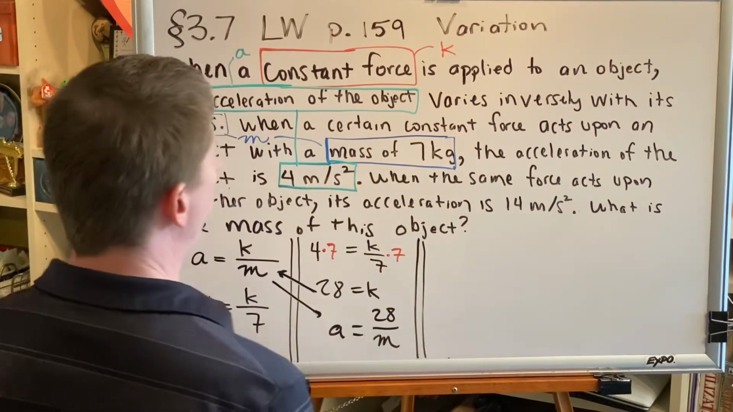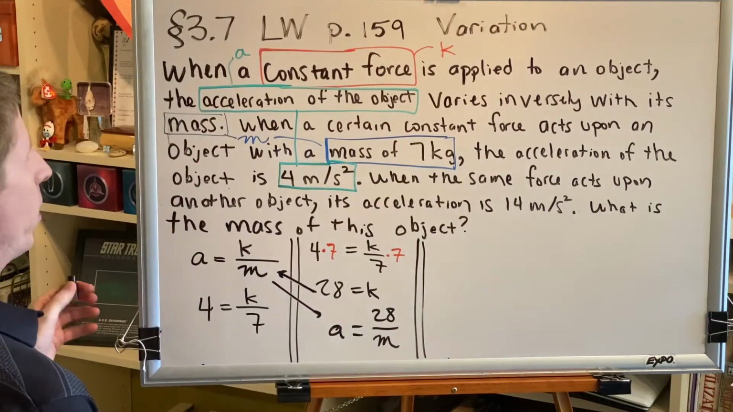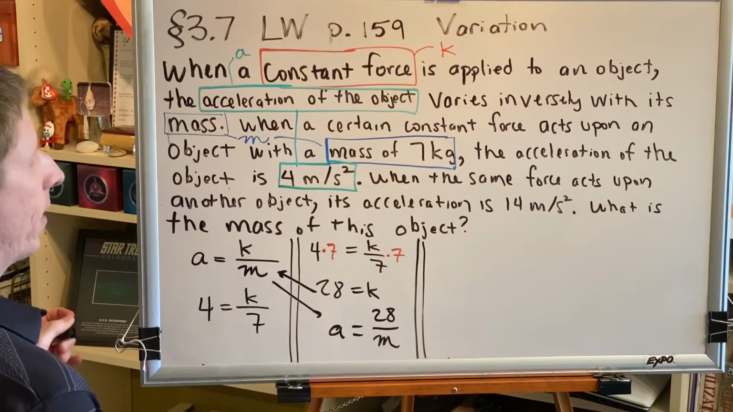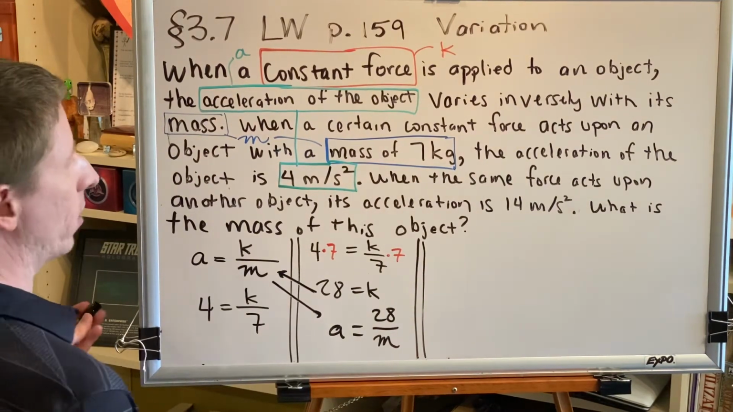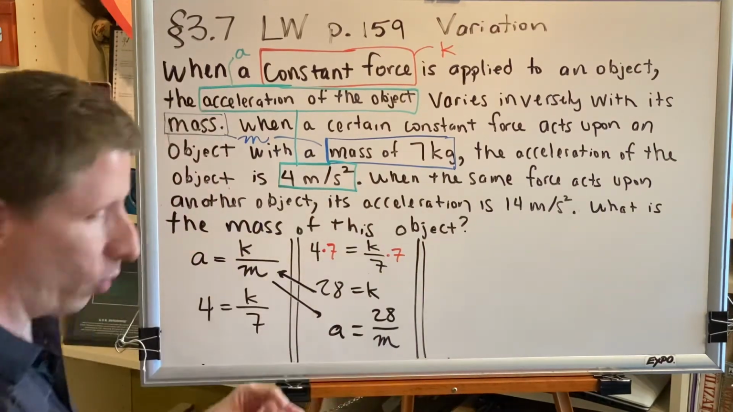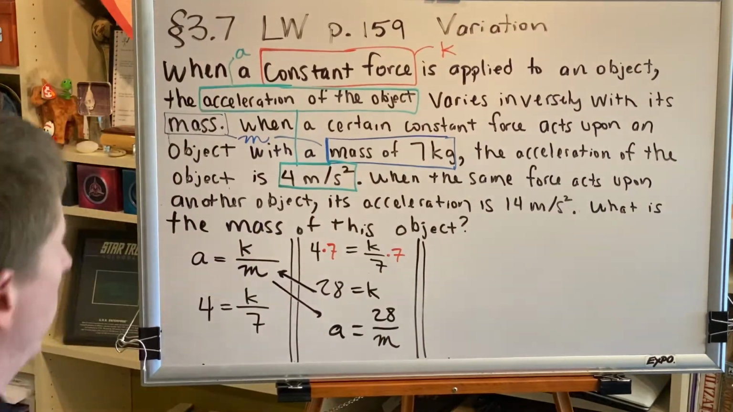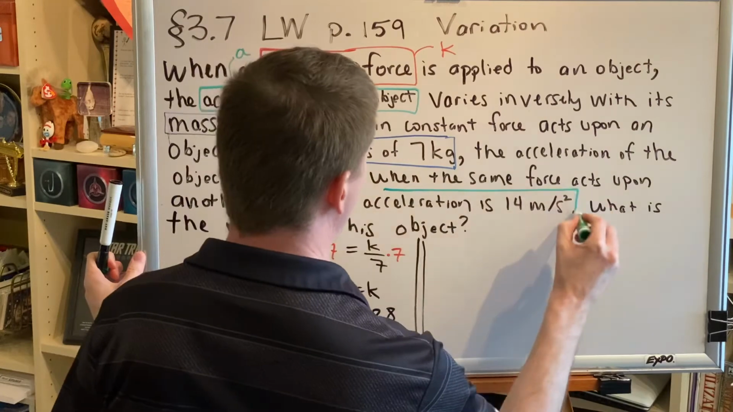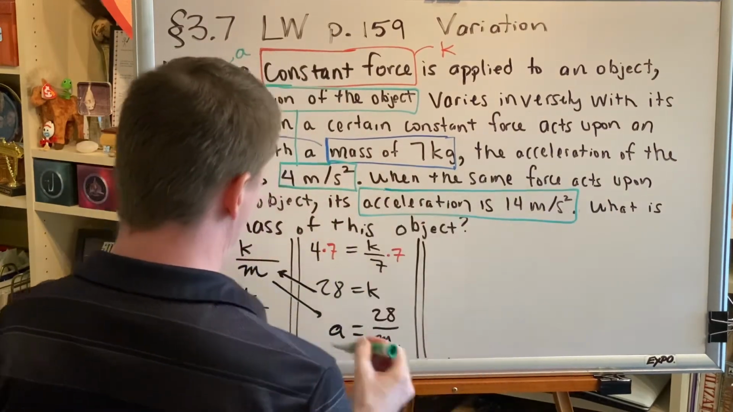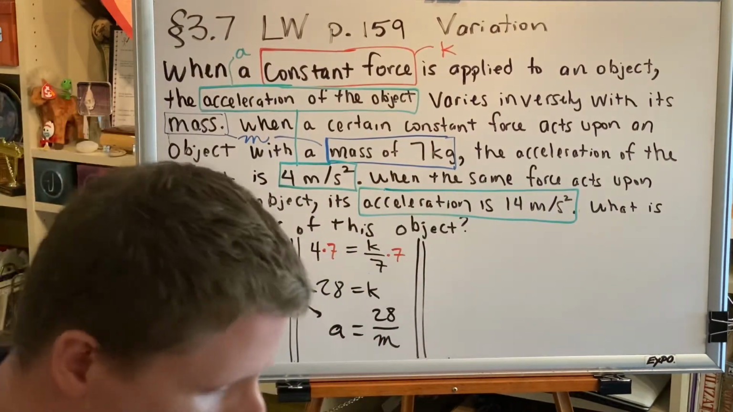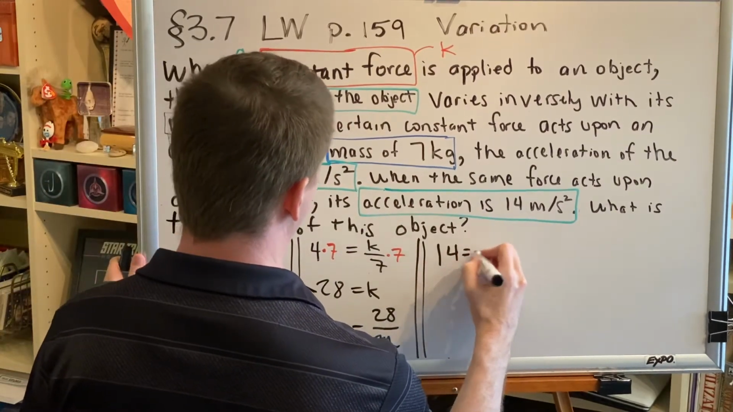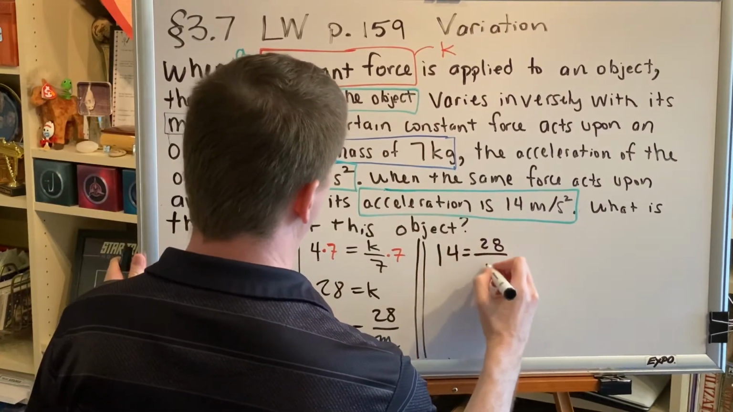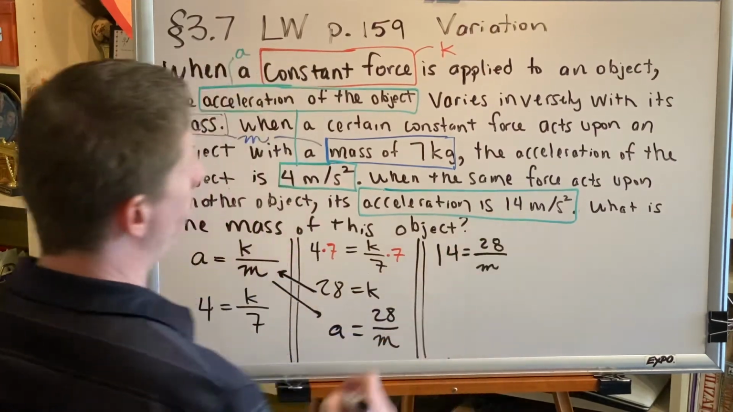Okay, so now our final sentence. When the same force acts upon another object, its acceleration is 14 meters per second squared. What is the mass of this object? So they're giving us a value of A. A is 14 meters per second squared. And so we're going to put that in our equation. So we get 14 equals 28 divided by m.